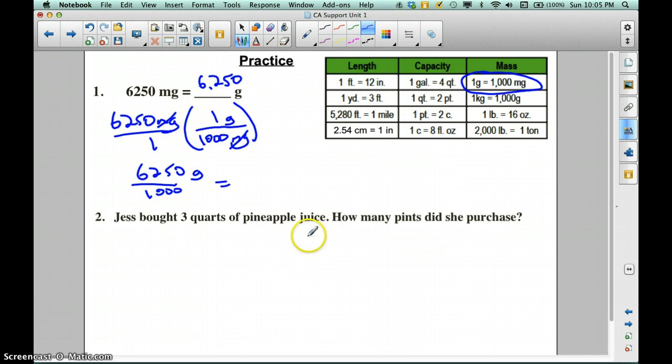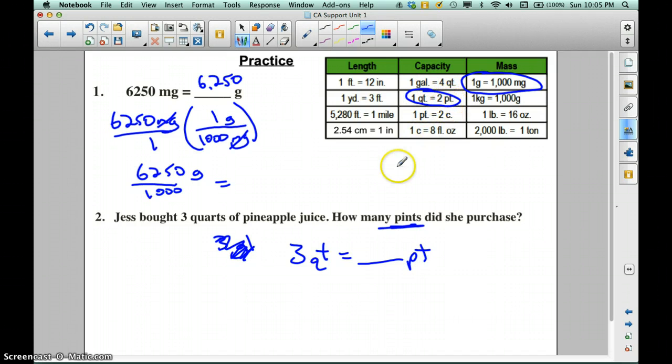The next one is a word problem. Don't let that scare you. Jess bought 3 quarts of pineapple juice. How many pints? 3 quarts is equal to how many pints? Isn't this just the same kind of problem but doing quarts to pints? What I need is this. I know that 1 quart is 2 pints according to my table here.